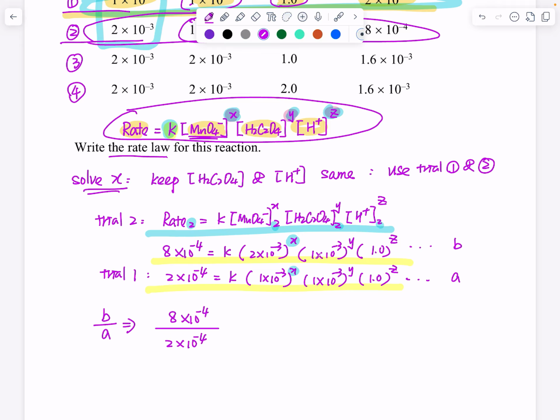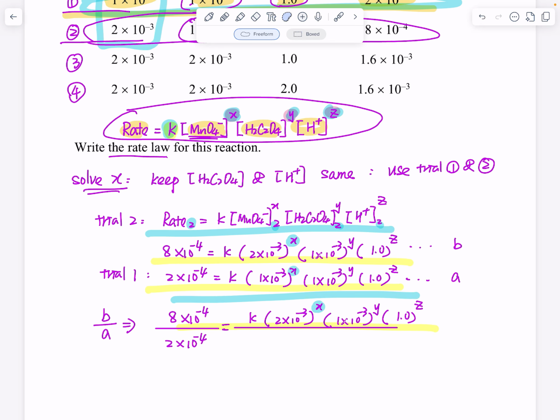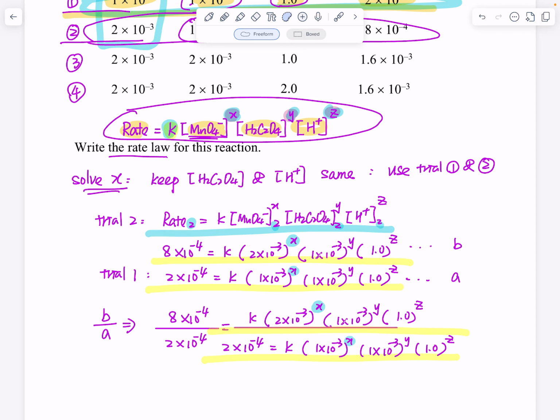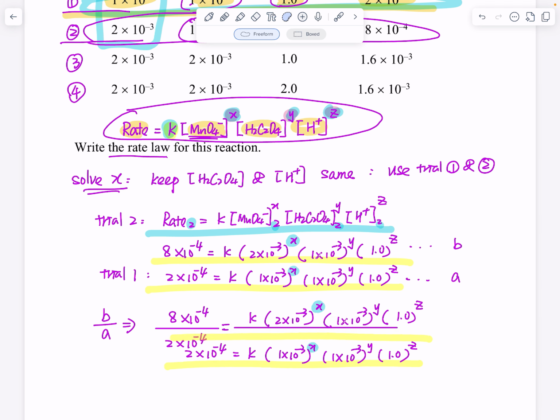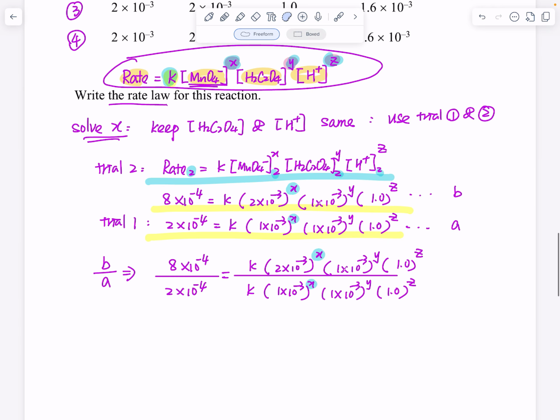And of course, when we're dividing equations, whatever is on the left side, we divide by whatever is on the right side. I'm going to copy paste over here. Let me just do this real quick. Okay, so we come to this point.